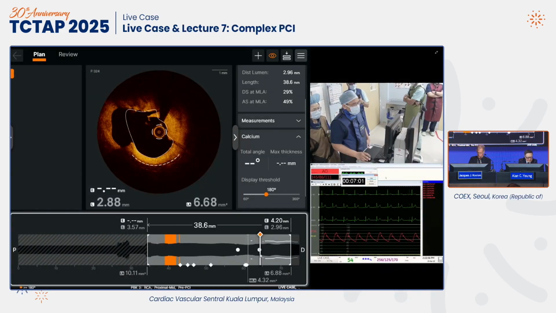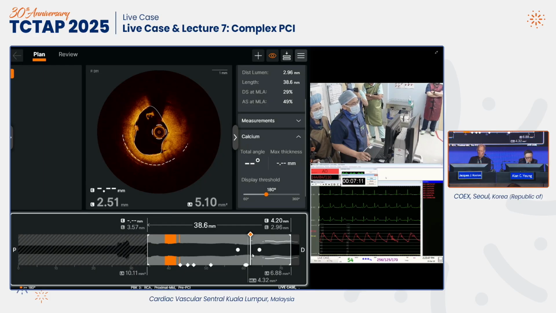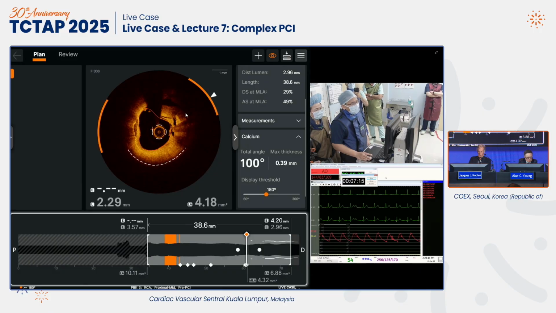So let's have a look at the OCT, please. So we start again our reference at the RV branch. As we move proximally, you can see some cracks here and go a bit more back. So there's a lot of fibrolipids here. And here you can see the arc of calcium at 2 o'clock and at 9 o'clock. The triangle here shows the thickness of the calcium.